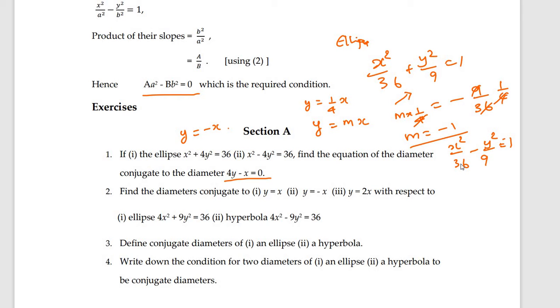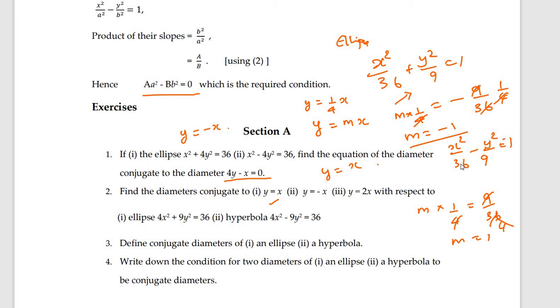And as far as the hyperbola is concerned, the procedure is the same, m into 1 by 4, but here with the plus sign. So you have 9 by 36 simply. So cancelling this 4, m equal to 1. So in the case of hyperbola, the diameter which is conjugate to the given one is y is equal to x.